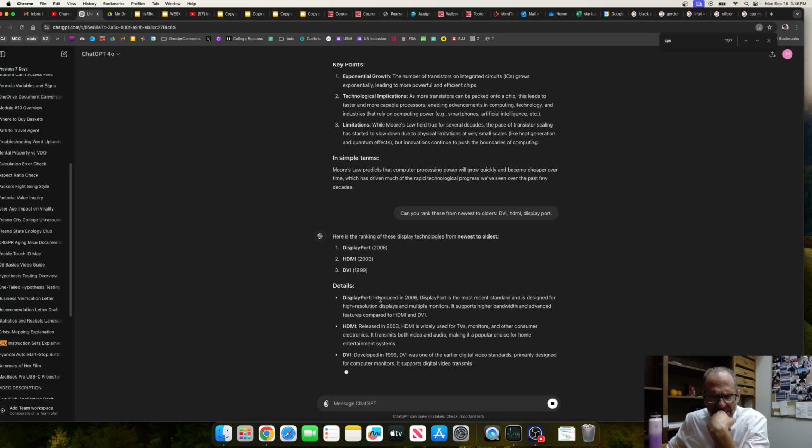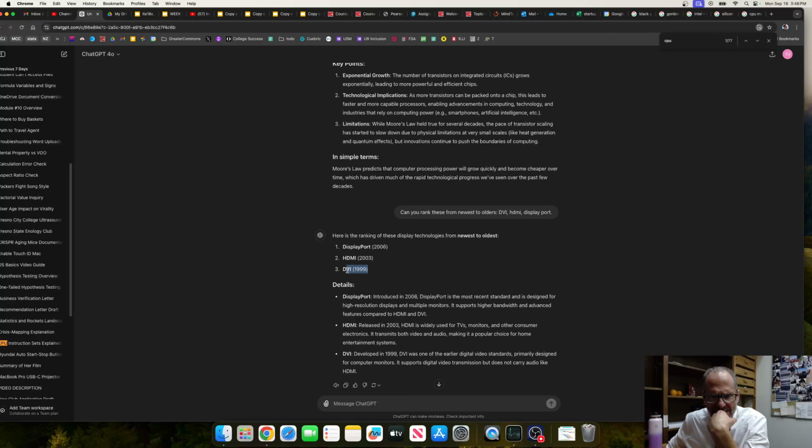DVI was 1999. HDMI was 2003. DisplayPort was 2006. So if you just go by this idea that newest is best, you kind of want to go with DisplayPort. And so there you go.